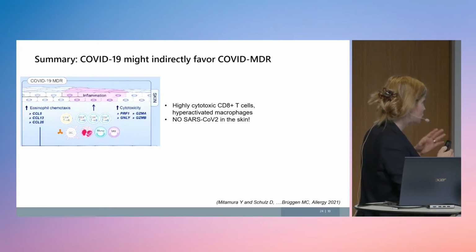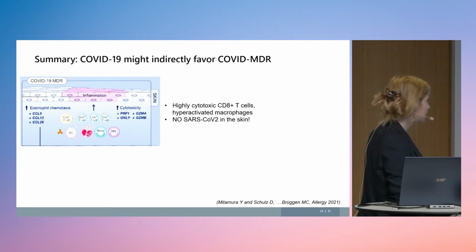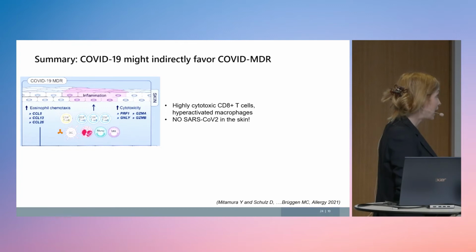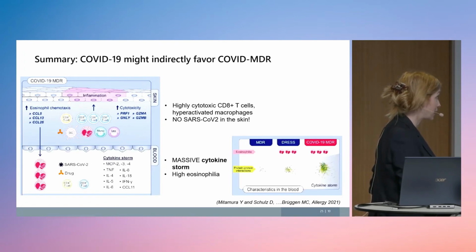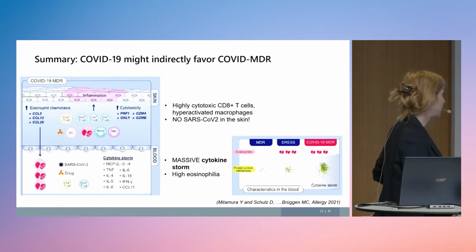Now, just to summarize what we found here: what was particularly interesting about this reaction was that we found highly cytotoxic CD8 positive T cells and a quite particular phenotype of hyperactivated macrophages in the skin, but we did not find any SARS-CoV-2 in the skin, which made us think that it's not a direct effect of the virus, which potentially could have acted as a danger signal, but an indirect effect.